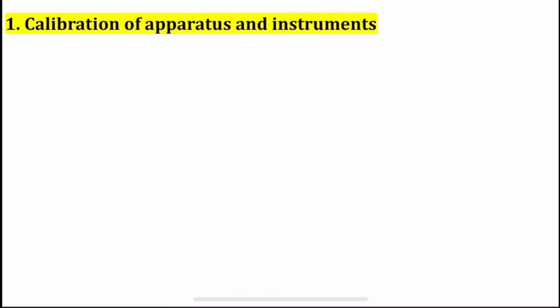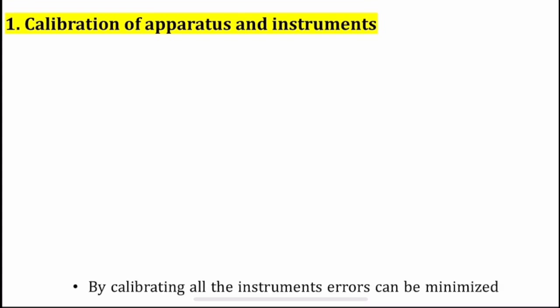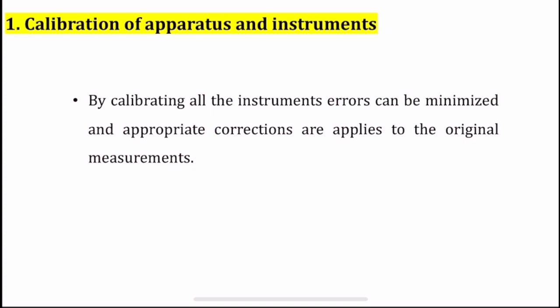Let's start with calibration of apparatus and instruments. Calibration ensures that the instruments and apparatus used in the analysis are operating accurately and reliably. Regular calibration with standard reference materials establishes the relationship between instrument response and analyte concentration. Proper calibration reduces systematic errors associated with instrument drift or inaccuracies, improving the accuracy of measurements.